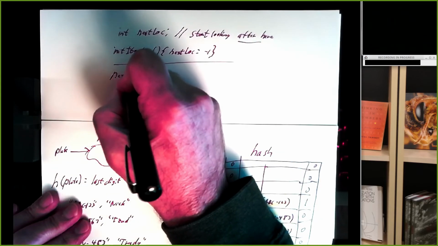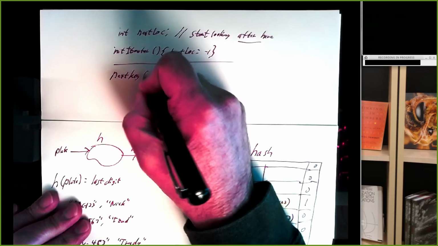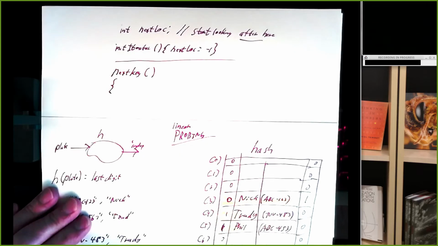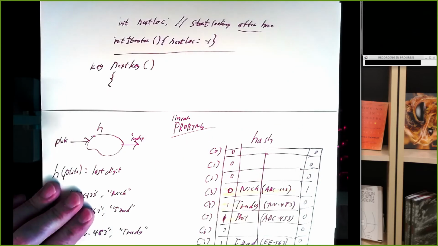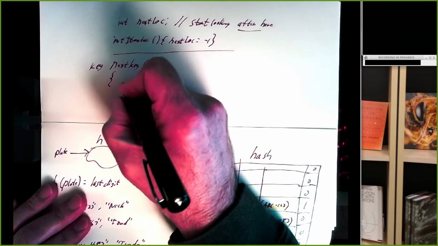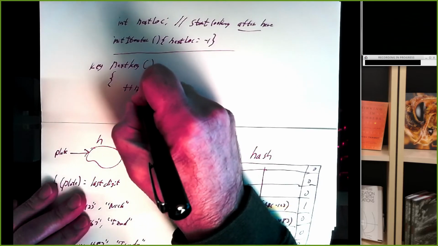So my next key function, which returns a key, can do something like this. Let's increment next loc.